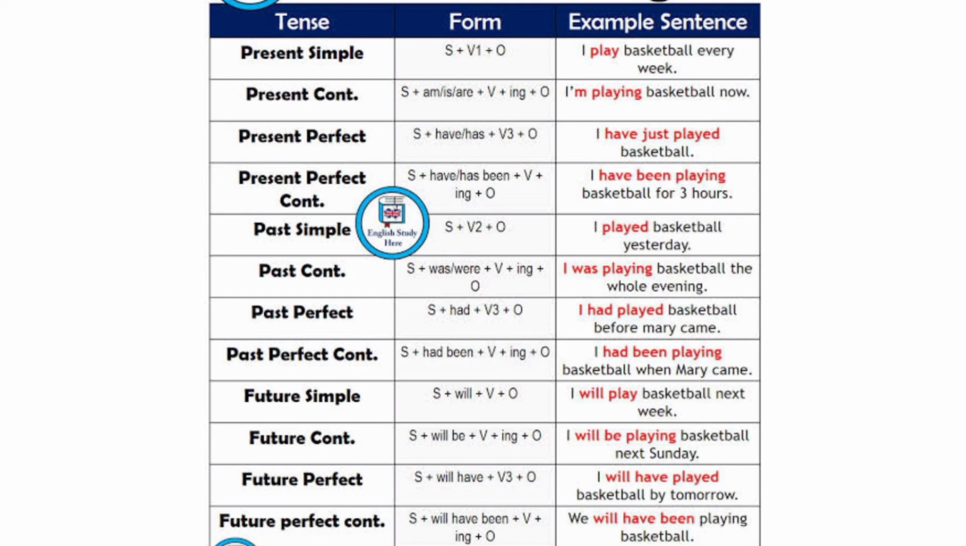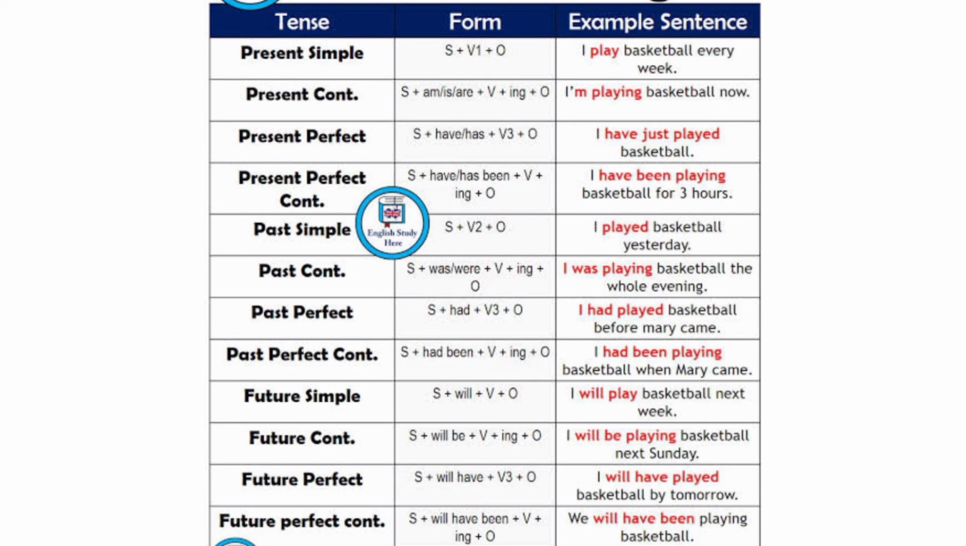And the next one is simple future. In the simple future, the form of the sentence is subject plus will plus verb plus object. Here we should use the auxiliary verb will. I will play basketball next week. To indicate a future action, we will always use the auxiliary verb will or would or may or might or should or shall. Here the example is I will play basketball next week.